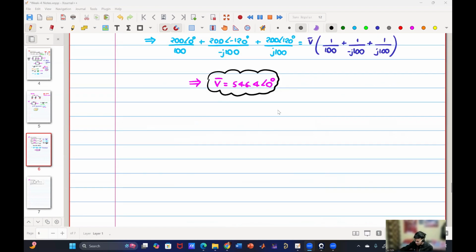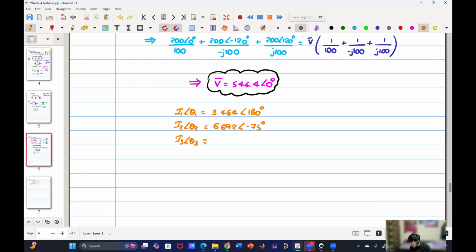Once you do that, I'll write down the values that you will be getting. So I1 angle theta 1, you will be getting 3.464 angle 180 degrees. This itself is an RMS value. I2 angle theta 2 is 6.692 angle minus 75 degrees, and then I3 angle theta 3. I have basically substituted this V phasor in that, and then I got 6.692 angle 75 degrees.